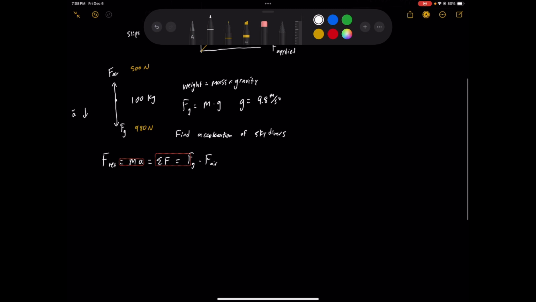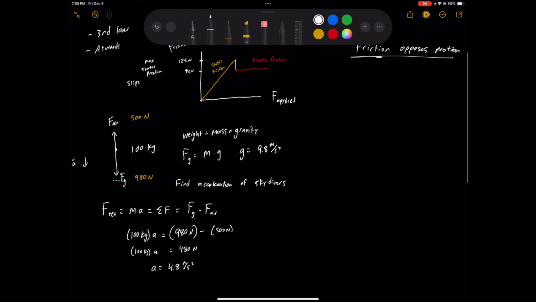So let's plug in the values. Here I have 100 kilograms times the acceleration, whatever that is, equals 980 newtons, that's his weight, minus the air resistance, which is 500 newtons, since it's going the other way. Just do the calculations, and we end up with 480 newtons for the net force, the sum of the forces. Newton's second law says that has to equal the mass times acceleration, and I end up with an acceleration of 4.8 meters per second squared. So that one's pretty simple.